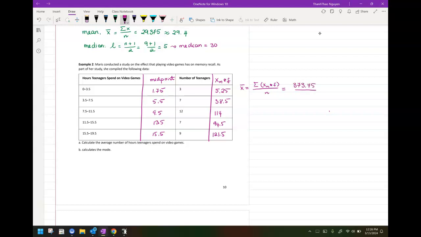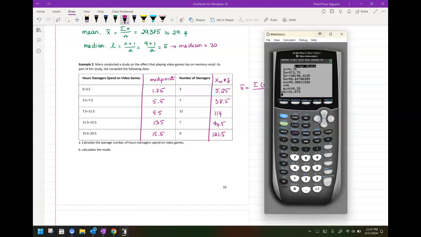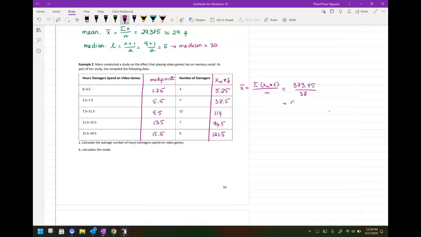The next thing we need is to find n. N is the total number of teenagers participating in this survey, right? So I can find that as the sum of list 2. That gives 9.84 hours. So this is telling us that on average, teenagers spend 9.84 hours on video games.